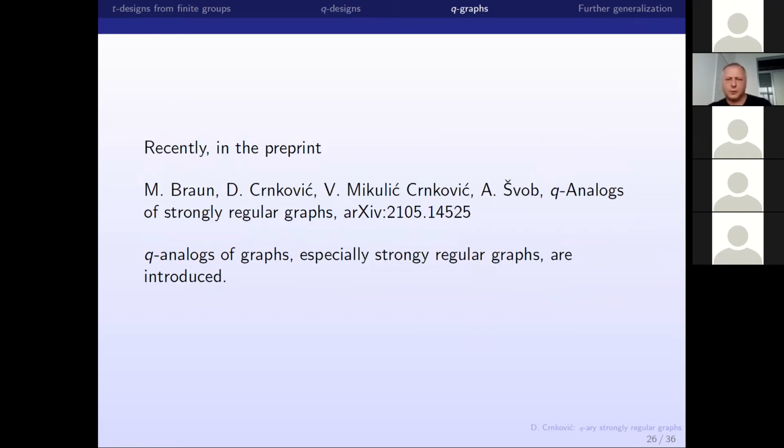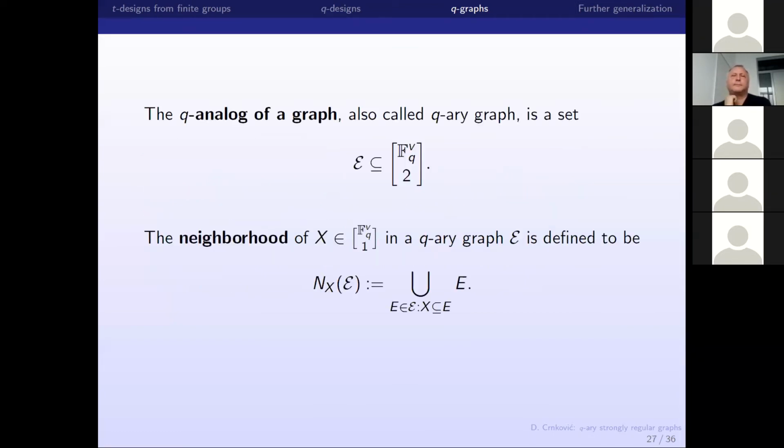But the title of my talk was Q analogs of SRGs or something like that. So recently in this preprint, we defined Q analogs of graphs, and especially Q analogs of strongly regular graphs. So let me tell you how we did it. We define a Q analog of a graph as just a subset of some 2-subspaces.